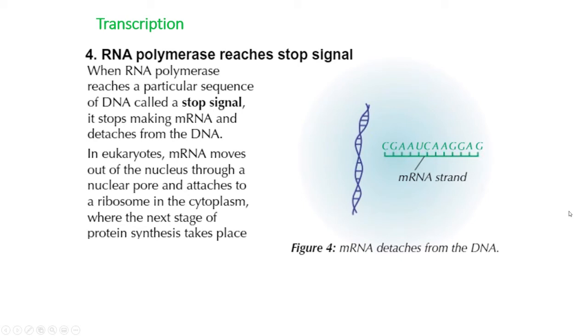Once the RNA polymerase reaches a stop signal, and that's a particular sequence of DNA called a stop signal, you can take a look at those in the other video which I did on mRNA. Once it reaches that, it will fall away, and then the mRNA can move out of the nucleus through a nuclear pore, and it associates with a ribosome in the cytoplasm, and that is where the next stage of the protein synthesis will take place.